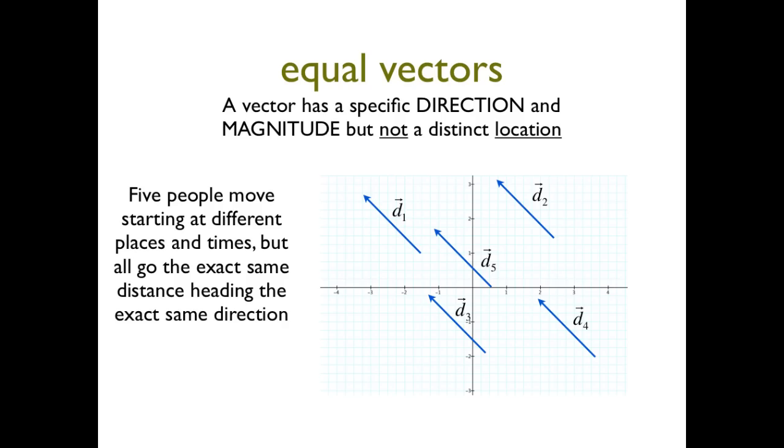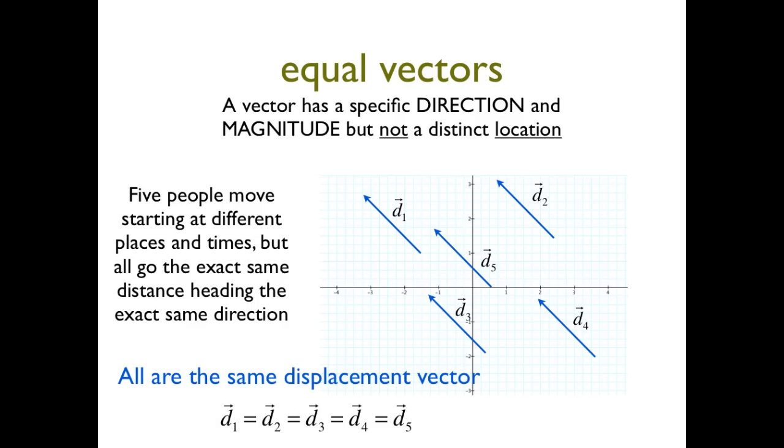Huge point. And if you're just starting out with vectors, this can be a stumbling block. These are the exact same vector. They could all just be called D. Okay? Why? Because they have the same direction and the same magnitude. Where the tip or the tail is doesn't matter. Okay? So that's what makes vectors equal. All these vectors are equal.